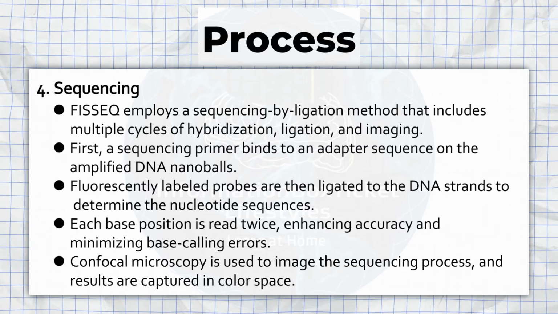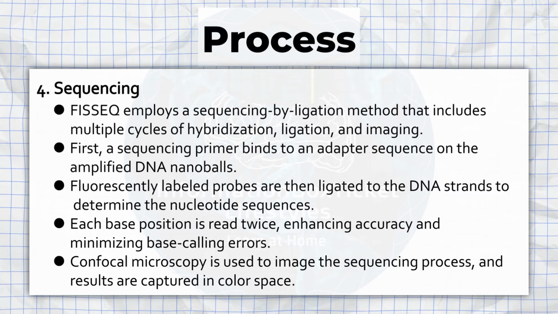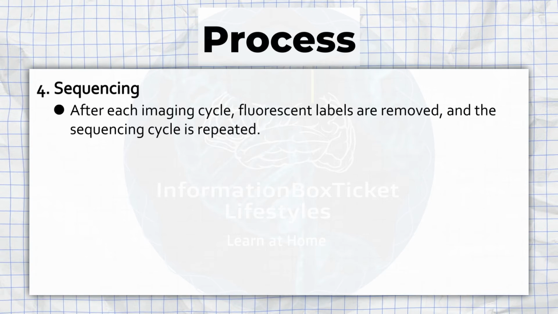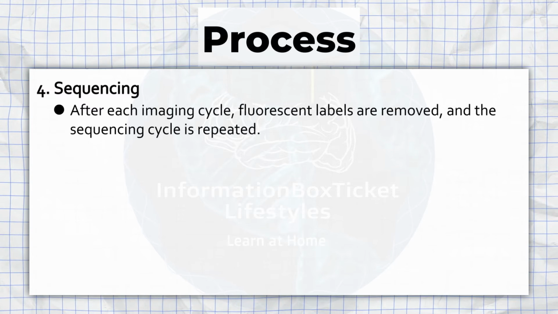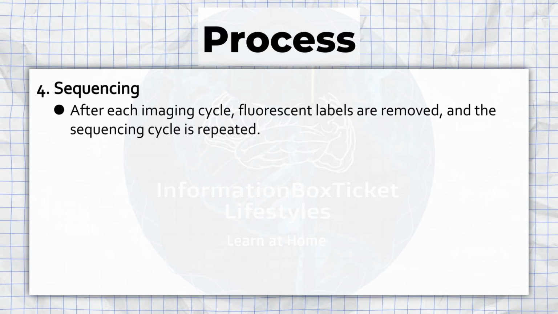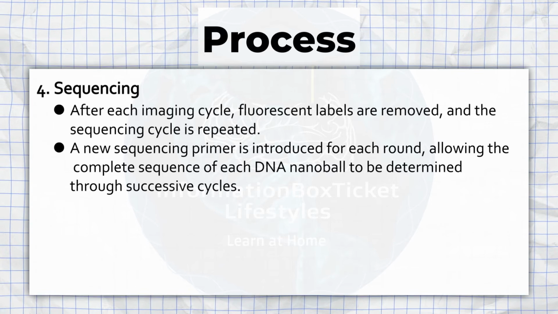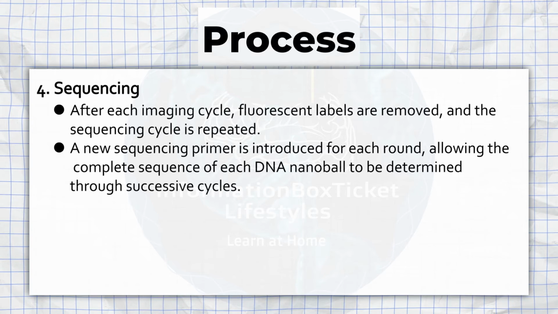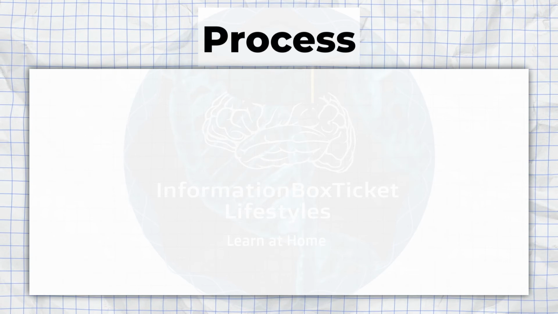Confocal microscopy is used to image the sequencing process, and results are captured in color space. After each imaging cycle, fluorescent labels are removed, and the sequencing cycle is repeated. A new sequencing primer is introduced for each round, allowing the complete sequence of each DNA nanoball to be determined through successive cycles.